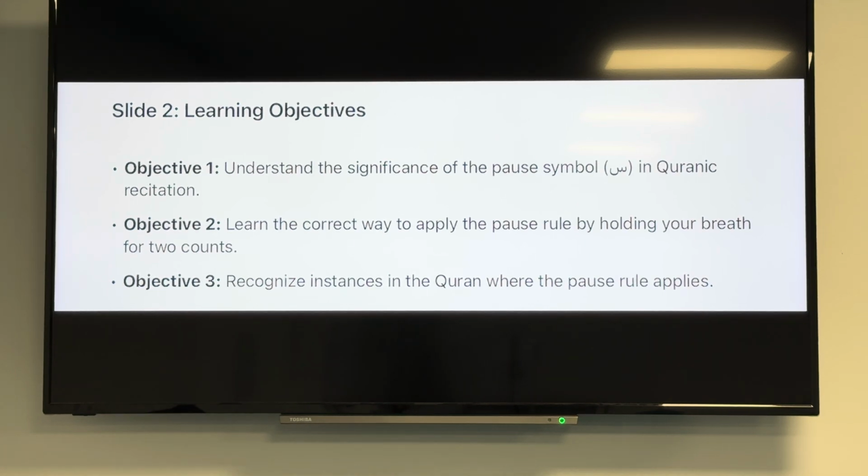Okay, and also recognize instances in the Quran. Means that look, there are few places in the Quran, there's not many, but a few places in the Quran. Alright, so we should be able to know 2 of them. One is in Juz Amma, one is in Juz 29, and one in Surah Yasin, and a few other places. It's not that many, so we should be able to remember where they are.